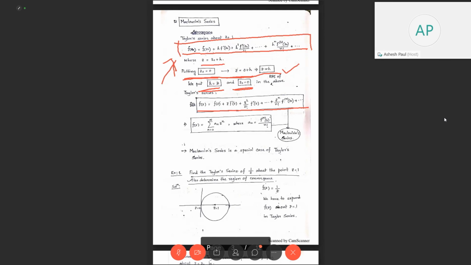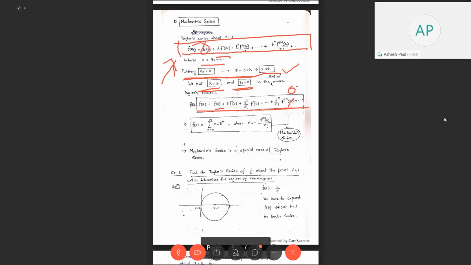And by replacing h by z and z0 by 0, we get this form of Taylor series, that is, f(z) equals f(0) plus z f'(0) plus z squared by factorial 2 f''(0), and the nth term will be z to the power n by factorial n, nth derivative of f at the point 0. In place of h, we are writing z, and in place of z0 we are writing 0.